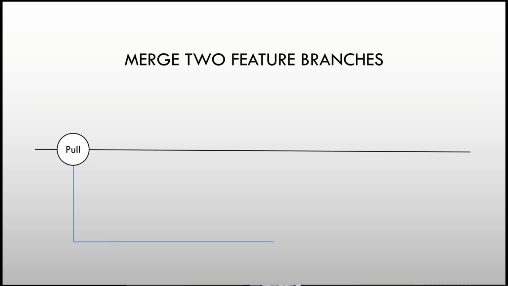So I'm going to go ahead and make a pull from main for my first feature branch and a pull from main for my second feature branch. In my company, we take all of our feature branches and then we merge them to what we call a release branch. And that's how we control what is being released.